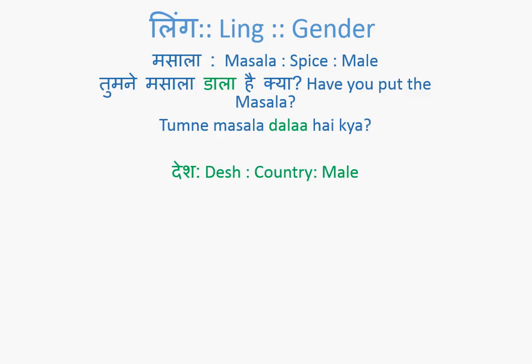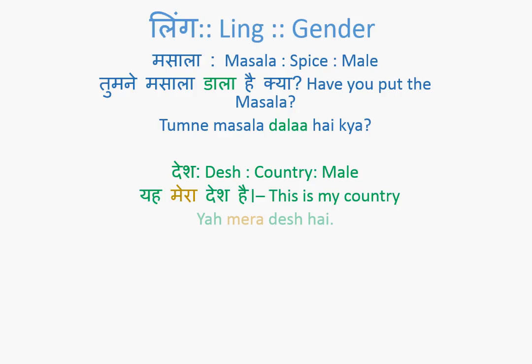Now, Desh. Desh means country. Remember Desh Videsh, the session that we had done? So Desh means country, and Desh takes the form of a male, masculine gender, basically. Okay? So, यह मेरा देश है. This is my country. यह मेरी देश है is incorrect. Desh being male, Desh being the masculine gender, it will become यह मेरा देश है. This is my country. Okay?